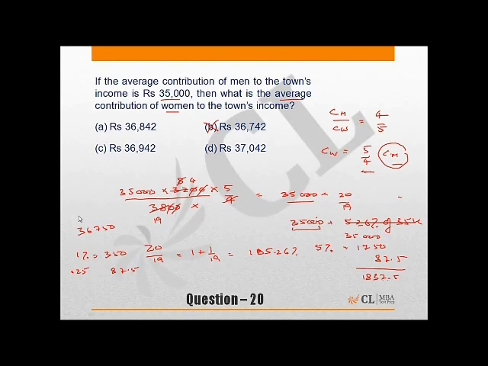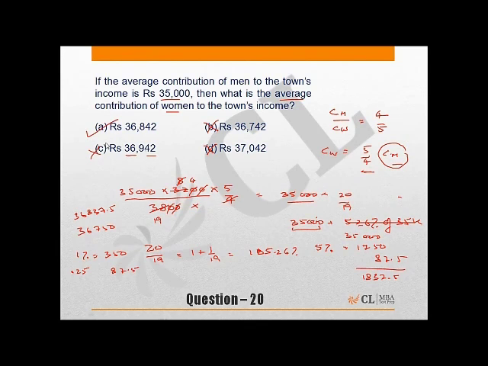So now I can say my answer should be greater than 36,837.5. It should be greater than 36,837.5. Okay, 37,042 and 36,942 and 842, these should be wrong. This is the correct answer.